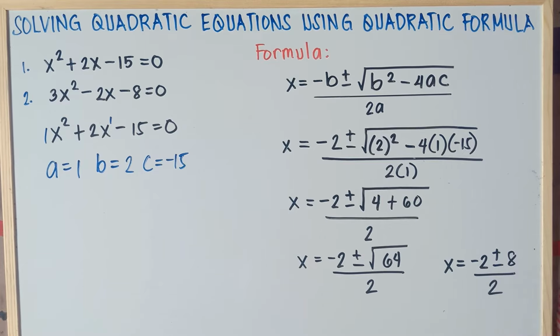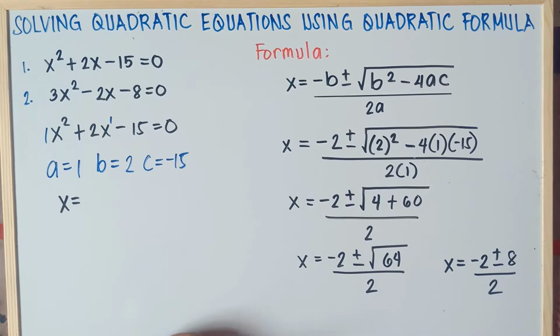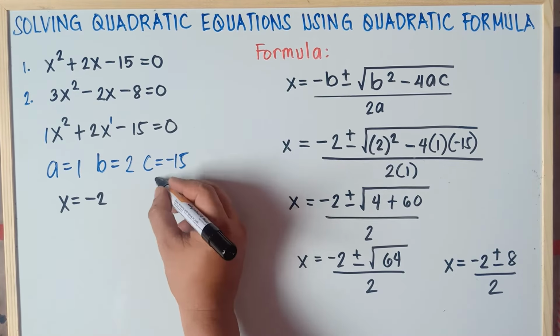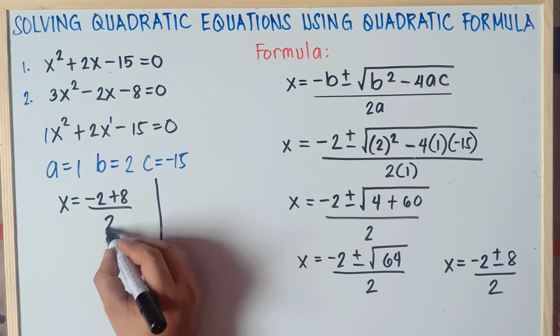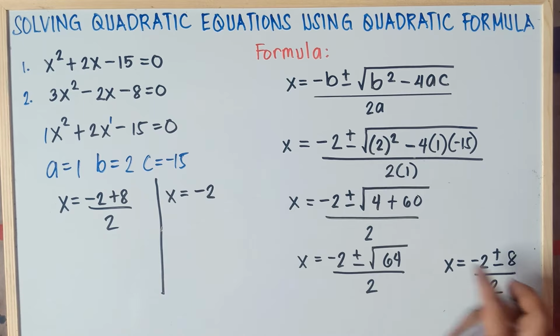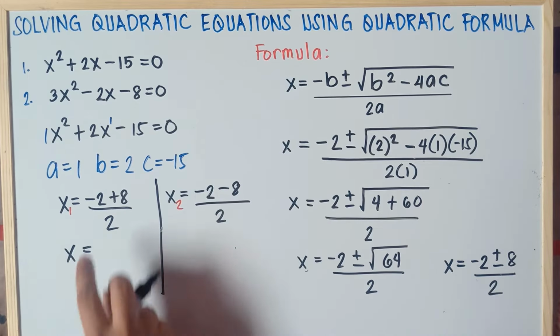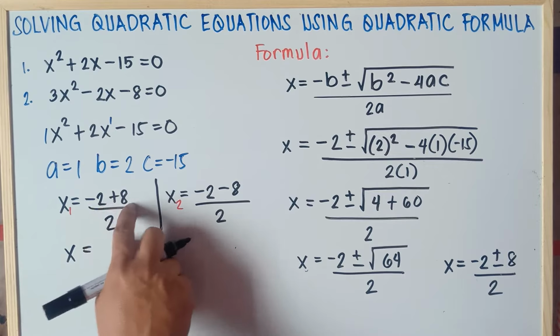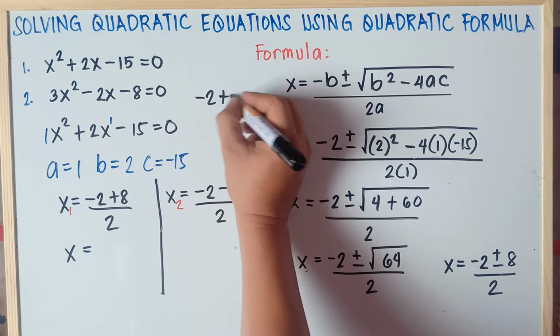all over 2. Alright, and then you separate this one, class. You have two answers because you have positive 8 and negative 8. So this will be x equals negative 2 plus 8, all over 2. And the other one, x equals negative 2 minus 8, all over 2. So simplify this one: x equals negative 2 plus 8. If the signs are not the same, you subtract, then copy the sign of the larger number. Once again, class, negative 2, positive 8.